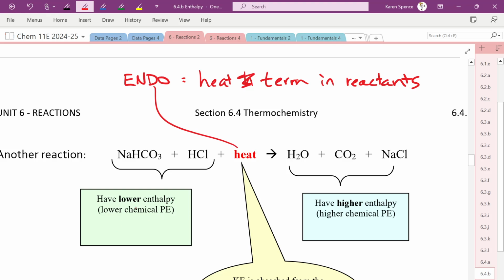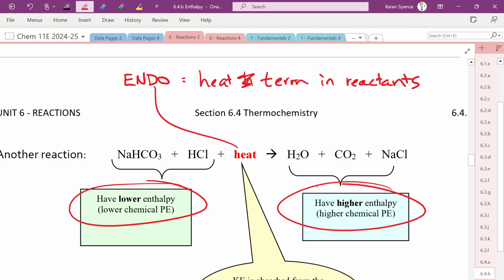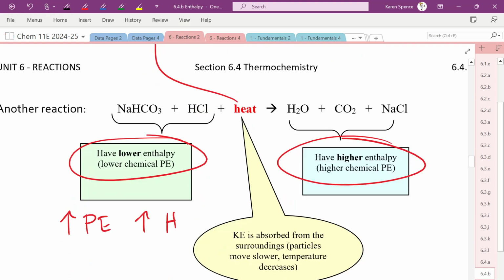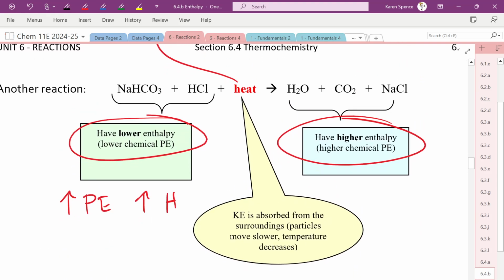Okay, so these guys have a lower enthalpy. These guys have a higher enthalpy. And so we have increased the potential energy. So we have increased the enthalpy. And how did we do that? We absorbed kinetic energy and turned it into potential energy.